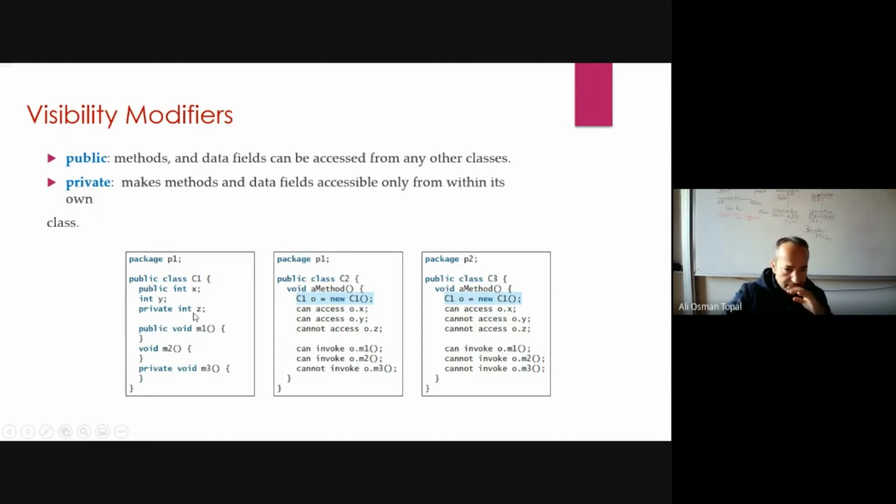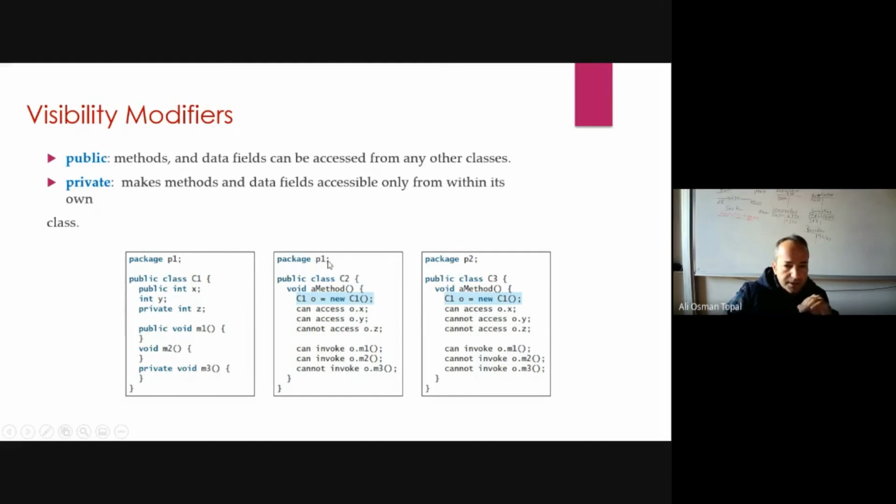Now, let's have a look at it. In package 1, I have the C1 class. It has 3 attributes, data fields. One of them is public X, another one default Y. Then I have private Z. I have 3 methods. One of them is public M1, another one is nothing, M2. Then I have private M3.